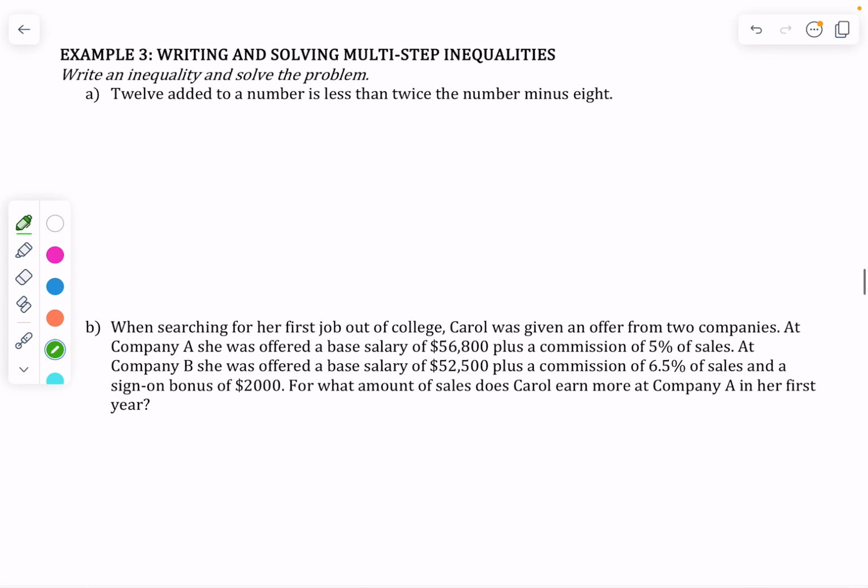And lastly is writing and solving multi-step inequalities. Directions are write an inequality and solve the problem. 12 added to a number is less than twice the number minus 8. Feel free to pause and try to translate it yourself. Okay.